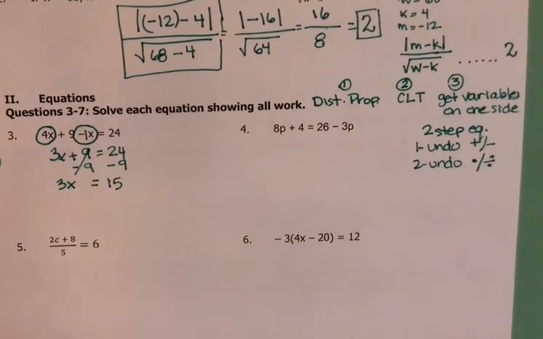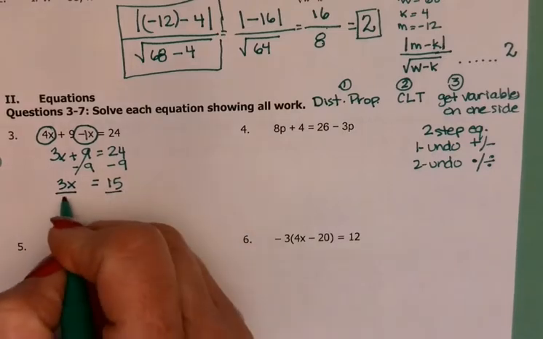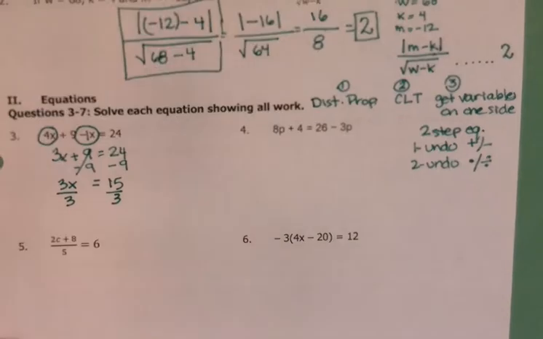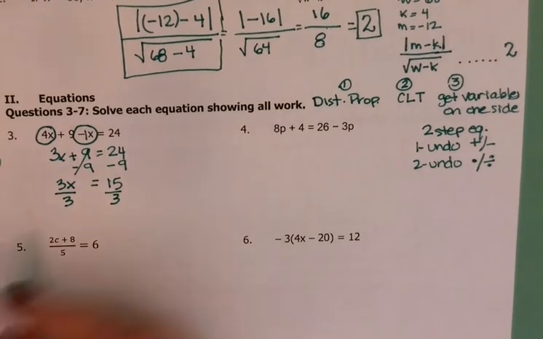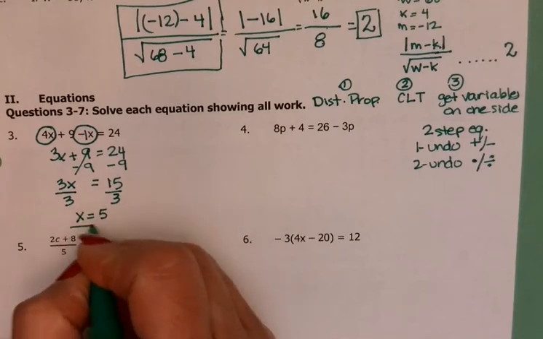The positive 9, the negative 9 were inverse. They went away. They made a 0. You don't have to write plus 0 because of the identity property. Now I'm going to undo the multiplication by dividing by the number attached to the x, which is called the coefficient. In this case, it's a 3, and you get x is equal to 5.